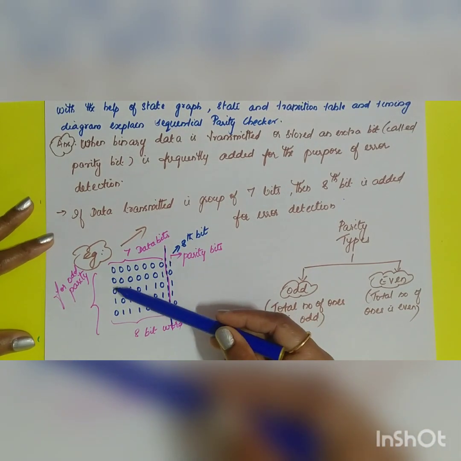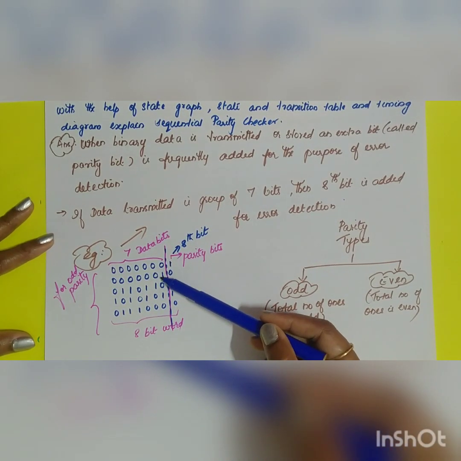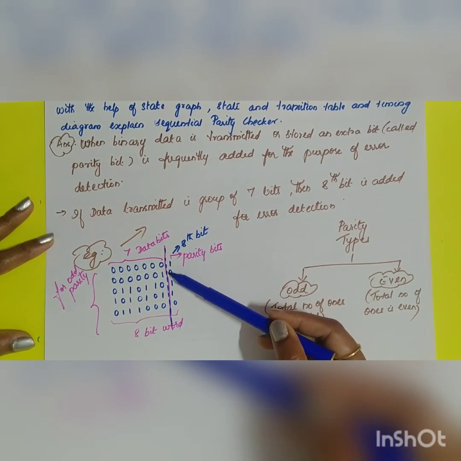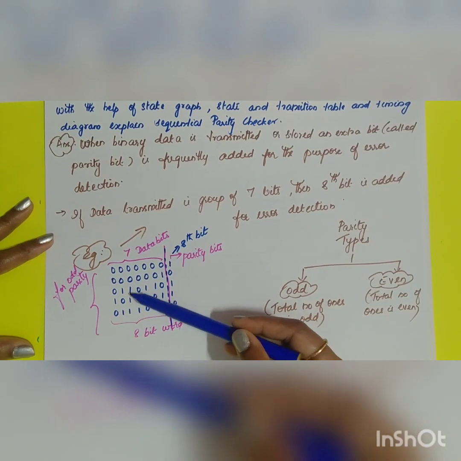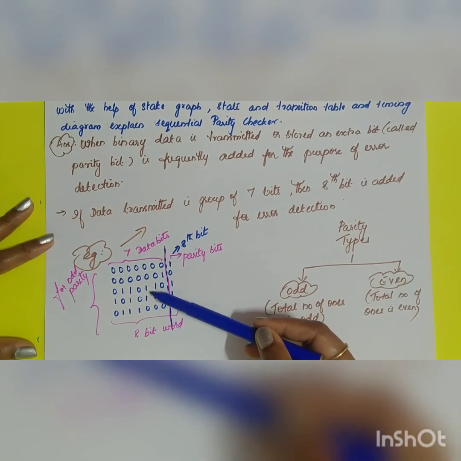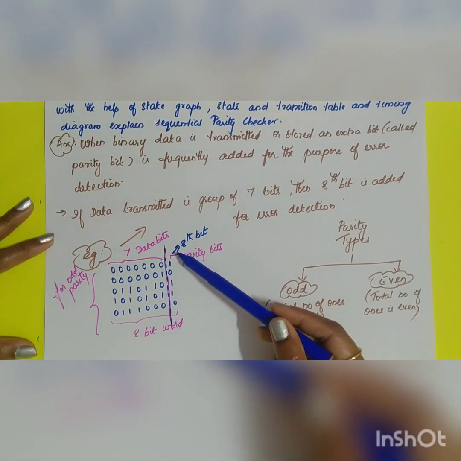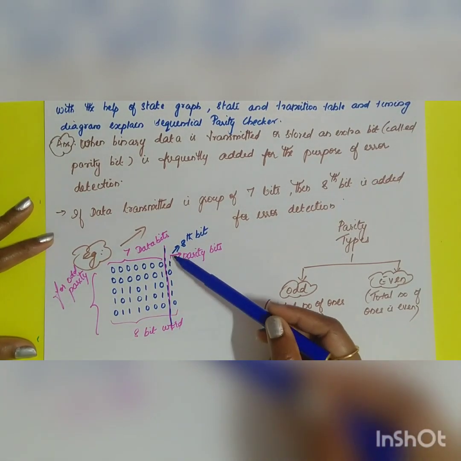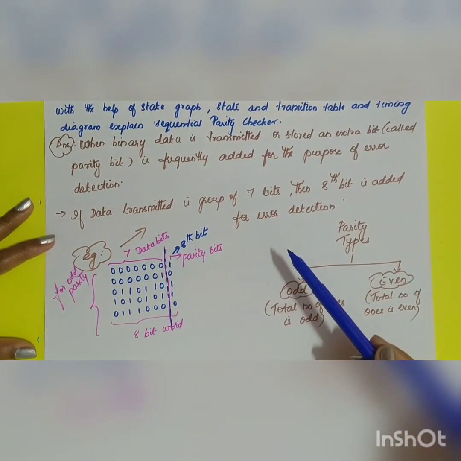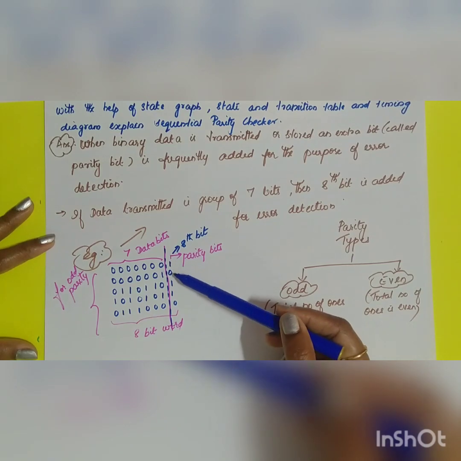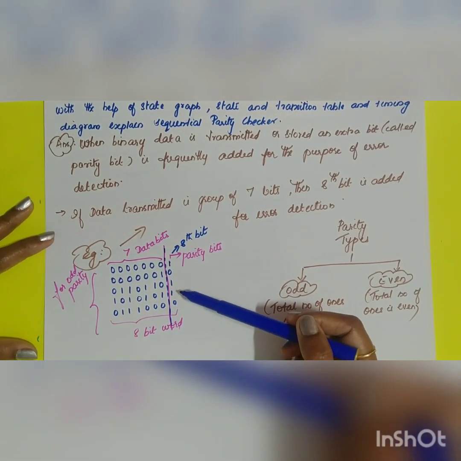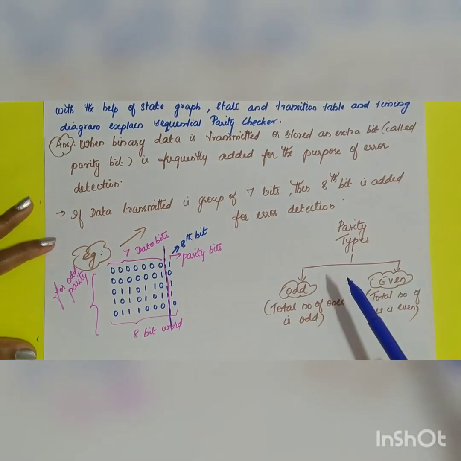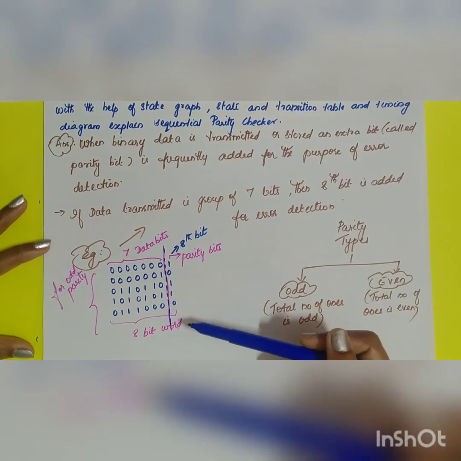Similarly, in the second case, you have only one 1, so it is already odd. So you make the parity bit 0. In the third case, 1, 2, 3, 4, you have 4 ones. So it is even, and you have to make it odd. So you just set the parity bit accordingly and transmit. On the receiver side, if there is any difference in this data, you can know that an error has occurred, or the error can be detected. This is how the procedure follows.